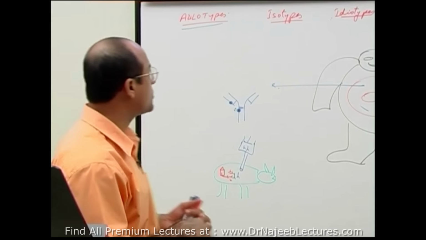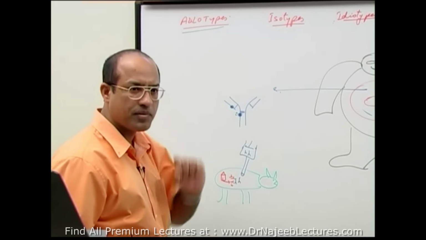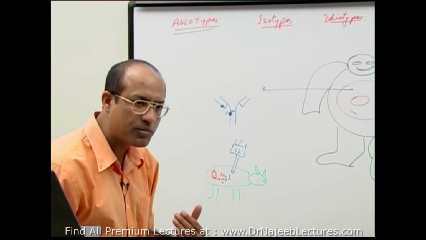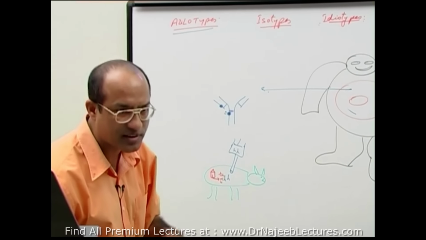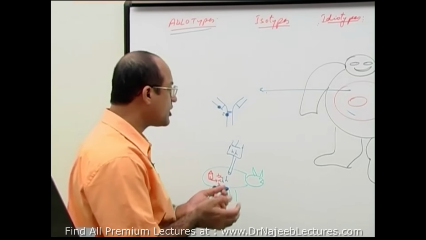Is that right? Opposite to that, isotype means the differences in antibodies in the same person due to heavy chains. You know the constant region of the heavy chain.